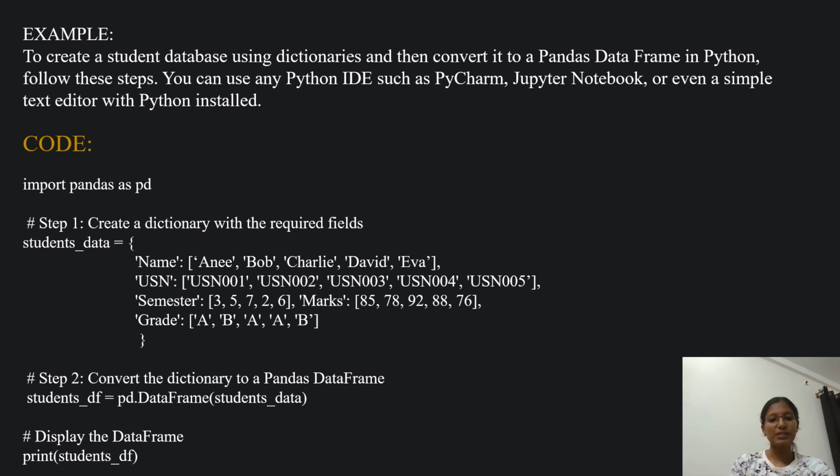So these dictionaries must be converted to pandas. Here what we are giving, the name and all, separately, we are storing in a Python dictionary. Then it must be converted into a pandas data frame. To convert it, students_df, that is the data frame, must be created, right? So pd.DataFrame(students_data). This is the code which we are going to use. Then display the data frame. In order to display all of what we have given to the dictionary, it will show by using print(students_df).